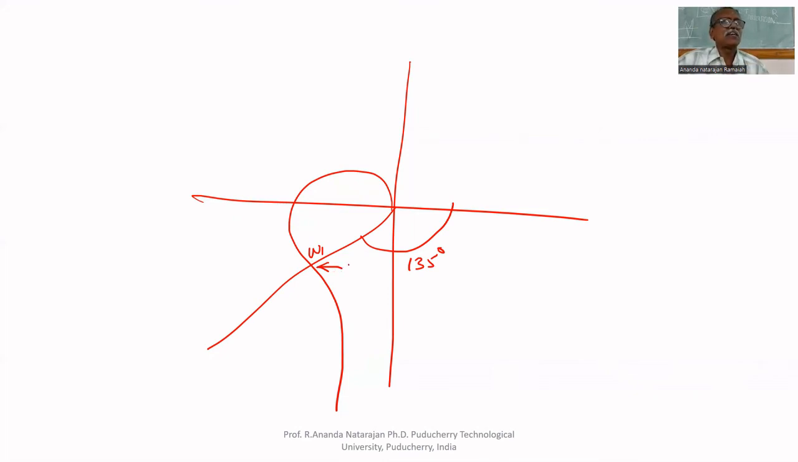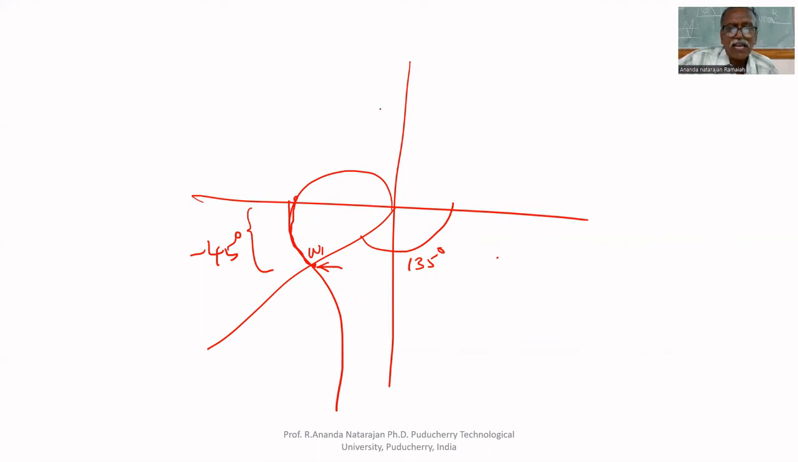If I increase this 135, I'm adding another 180 minus 135, how much? 45. If I add another minus 45 degrees to the system, I'm introducing a phase shift only. I'm not changing the gain. Only introducing phase shift. Then what will happen? This point will move along this plot and comes here. Am I correct or not? So the same point will move along like this.